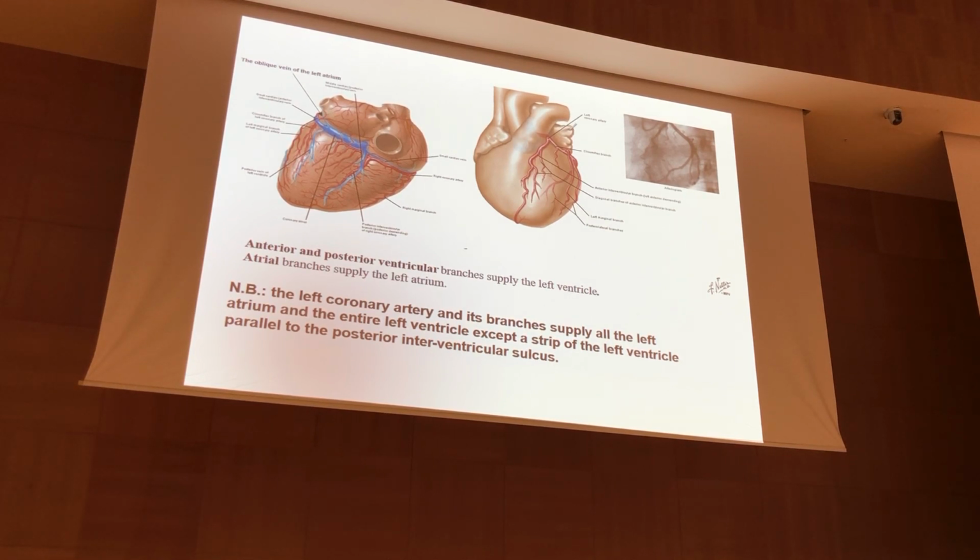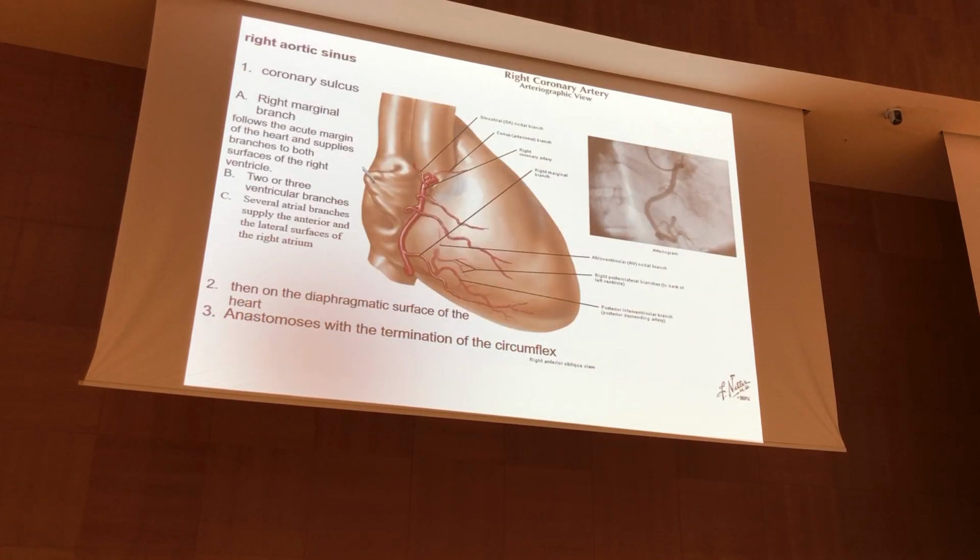Okay? Now, so the left coronary artery is responsible for supplying the left side of the heart, left ventricle, left atrium. Now the right, as you see, is coming from behind the right cusp, running in the coronary sulcus, giving us ventricular branches and branches to the atria, and before it winds around the heart, it's going to give us the right marginal artery. It's going to supply both surfaces of the right ventricle. Okay, this is the marginal, and then it's going to wind around the heart.